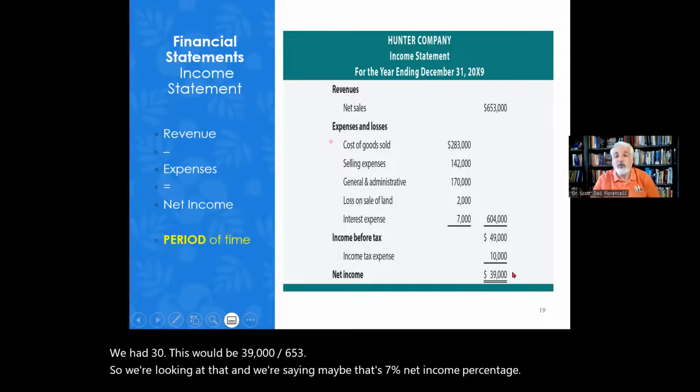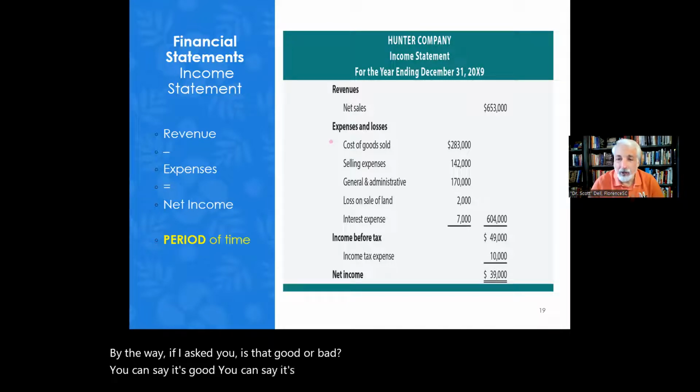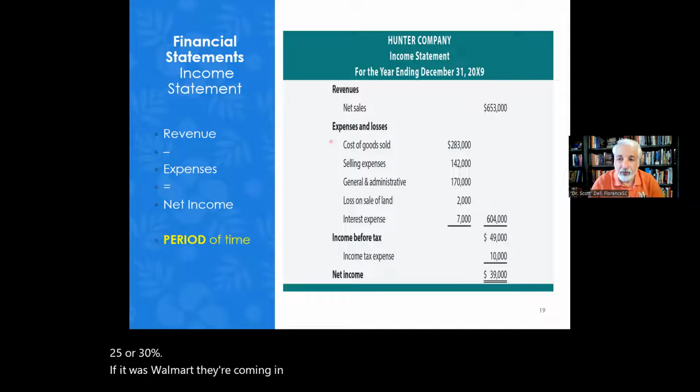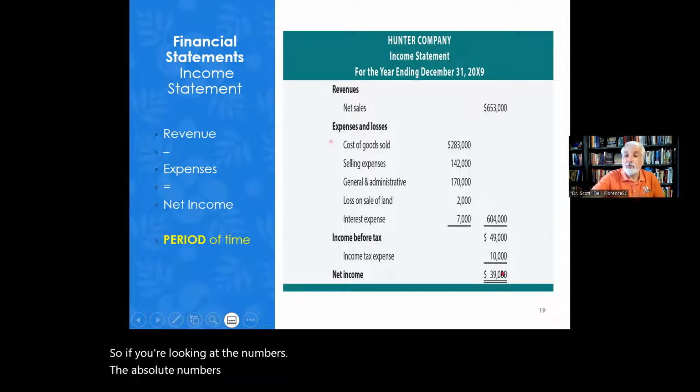By the way, if I asked you, is that good or bad? You can say it's good. You can say it's bad. If it was Apple, it'd be terrible. Apple's coming in at 25 or 30%. If it was Walmart, they're coming in at 4%, 5%. They'd be thrilled to get to 7%. So if you're looking at the numbers, the absolute numbers don't mean anything unless you're comparing to something. And we'll talk about ratio analysis later on.